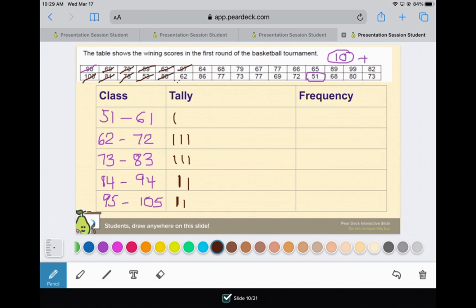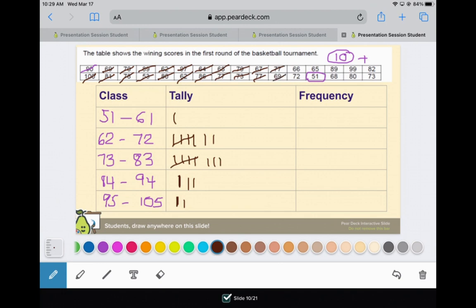62 should belong to the second class. 64, 86 should belong to class number 4. I'm sorry, 86. 68, class number 2. 77, class number 3. 79, class number 3 again. 73, class number 3. 67, 77.